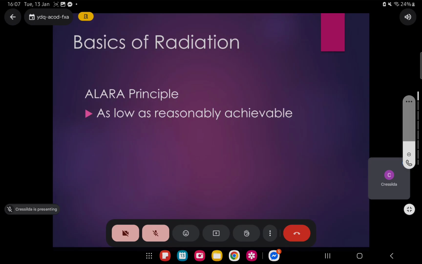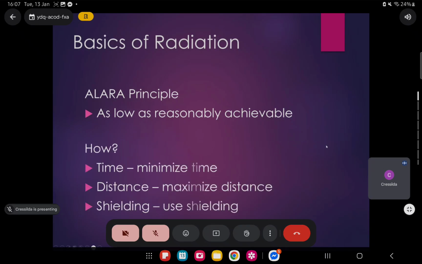But how do we follow this? How do we protect ourselves as well as our patient? You have to remember three things: time, distance, and shielding. In order to have the lowest dose, we have to minimize our time near a radioactive source, only to what it takes to get the job done. There is no reason to spend more time around it than is necessary.